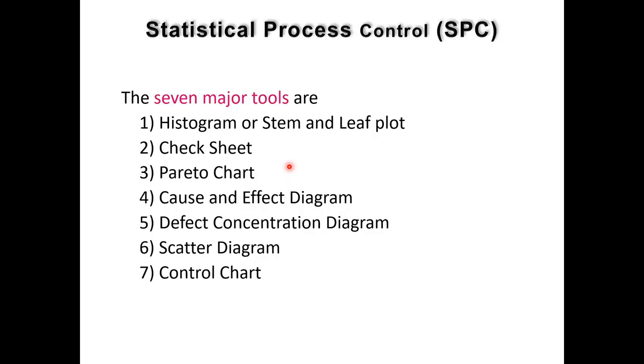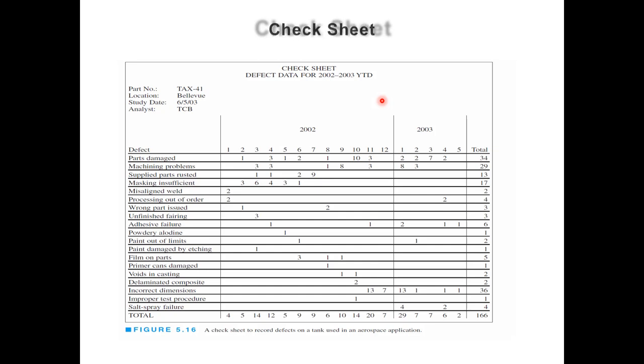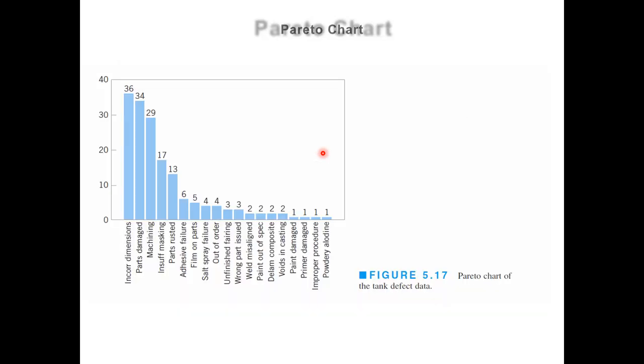So lastly, we're going to look at statistical process control. There are 7 major SPC tools. Number one is the check sheet. This is normally the document that you will find on the shop floor or at the factory itself. Next is the Pareto chart. The Pareto chart will tell you in general.